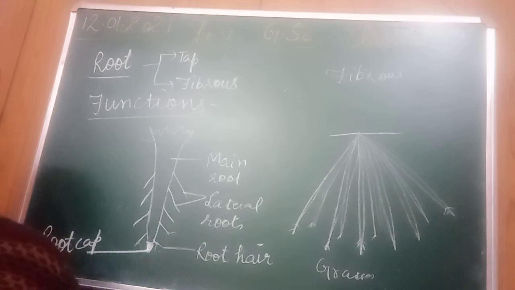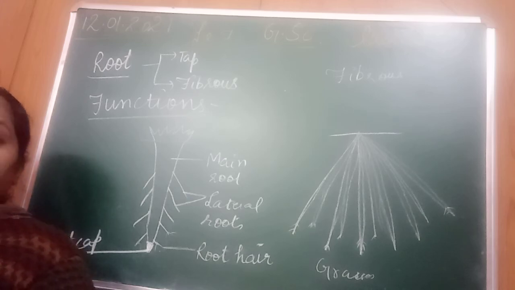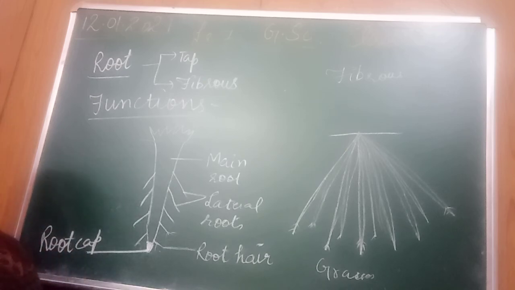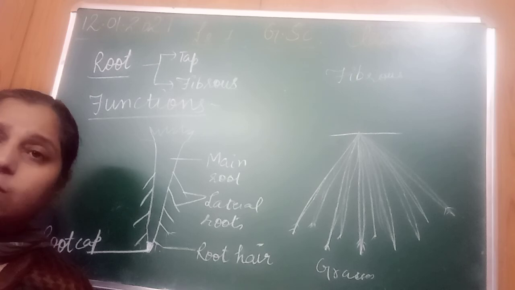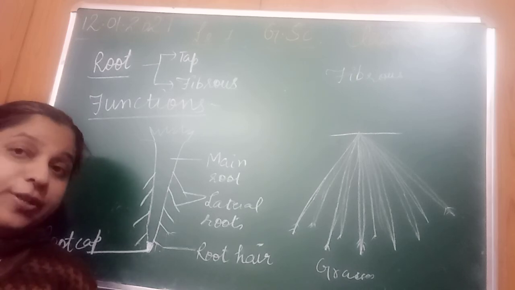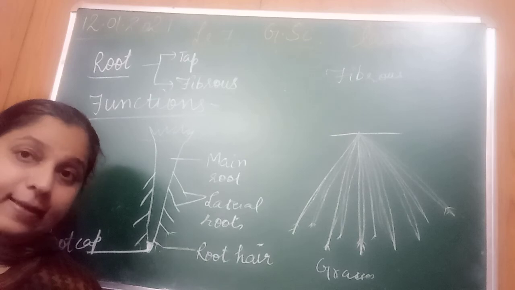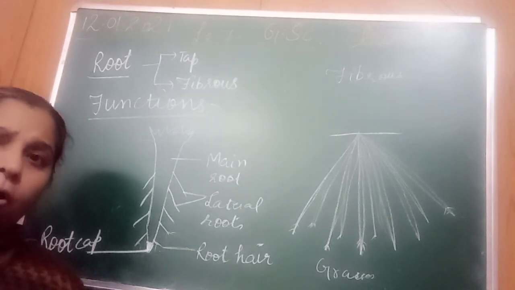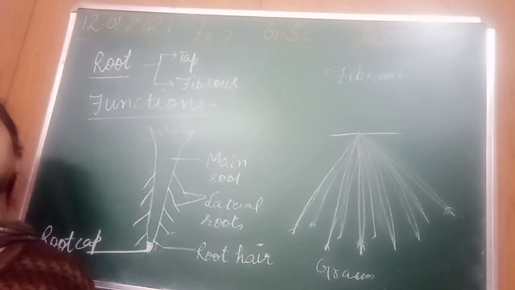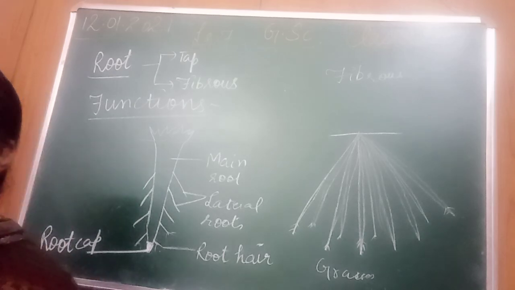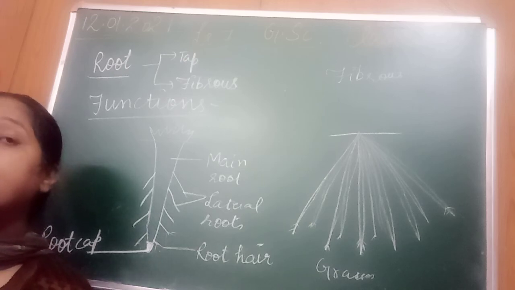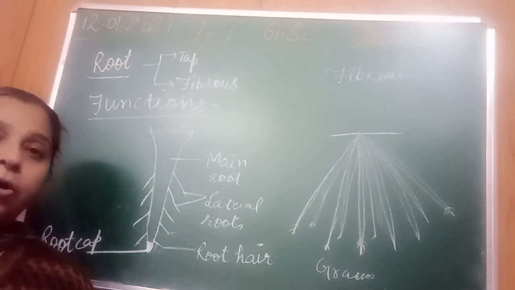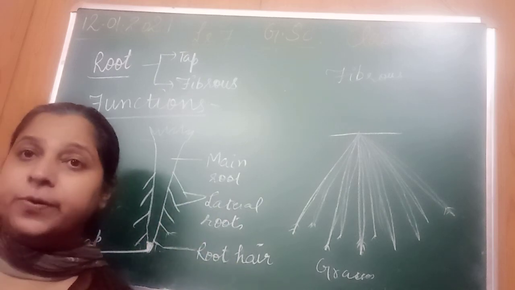I have given you 3 functions of roots. First was that they absorb water, minerals and nutrients from the soil. Right? Number 2, they hold the soil firmly and help the plant to stand there. Hold the plant. Then number 3, because roots can hold the plant firmly, they prevent soil erosion. Clear? Hope all these things are clear to you.